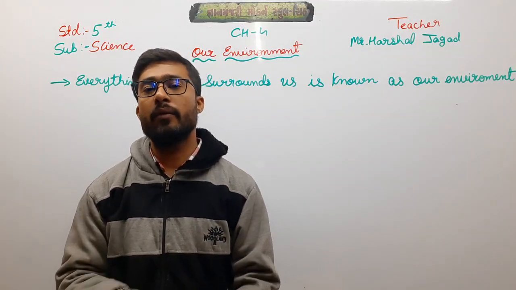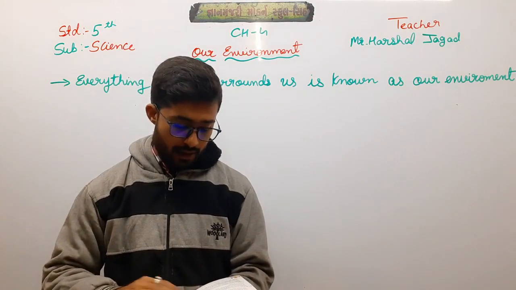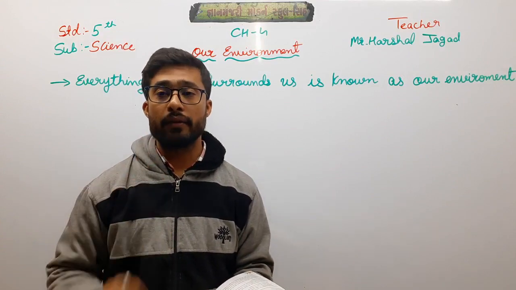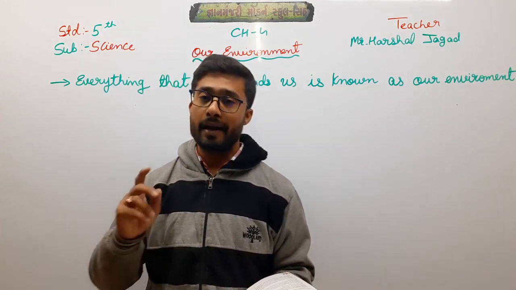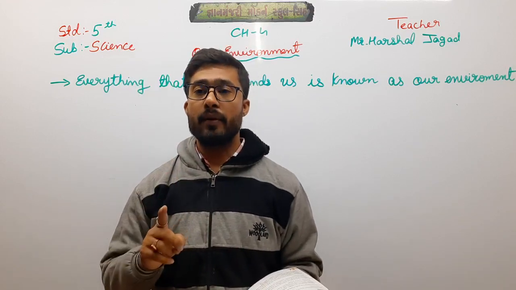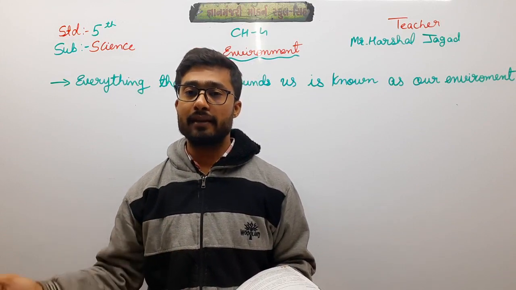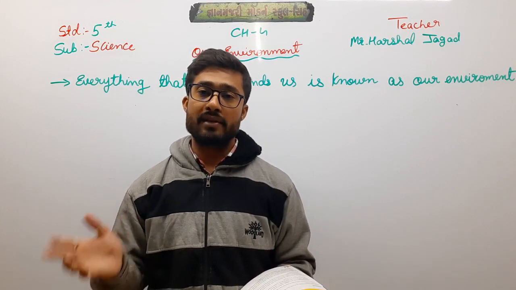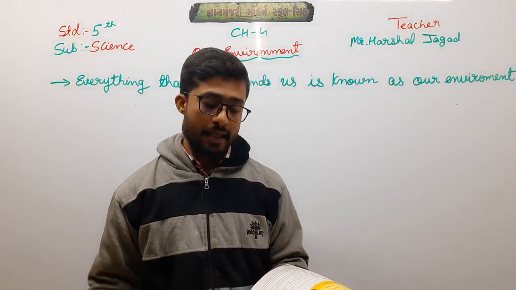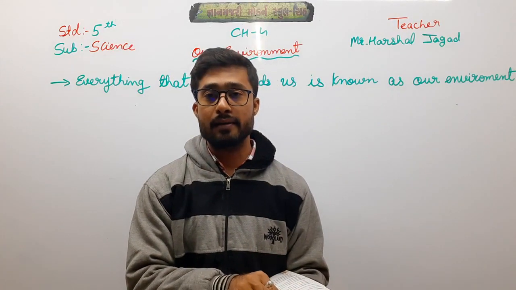Okay students, now moving forward, the factors that determine our environment could be living components and non-living components. Firstly, our environment is determined by two factors, that is living components and non-living components. Living components means the living things and non-living components means the non-living things. First of all we will see the living components.